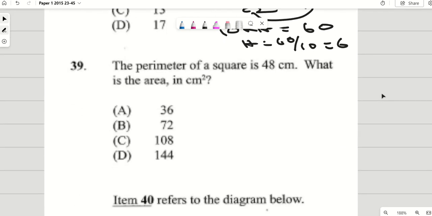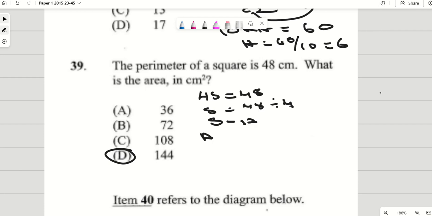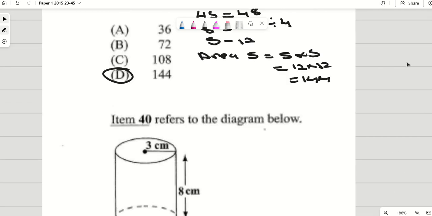This one, an exam, is a very repeated question. The answer is D, or 144. Let's see it. The perimeter of a square is 48. What is the area? We know the formula for the perimeter of a square is 4 times side is equal to 48. So side would be 48 divided by 4, because it is a square, all sides are equal. So side is equal to 12. We know that the area of a square is equal to side times side, which is 12 times 12, and 12 times 12 is 144. So your answer is, again, D.